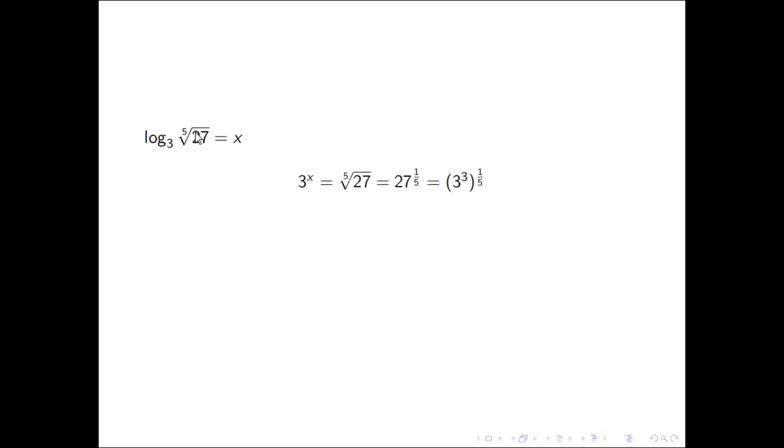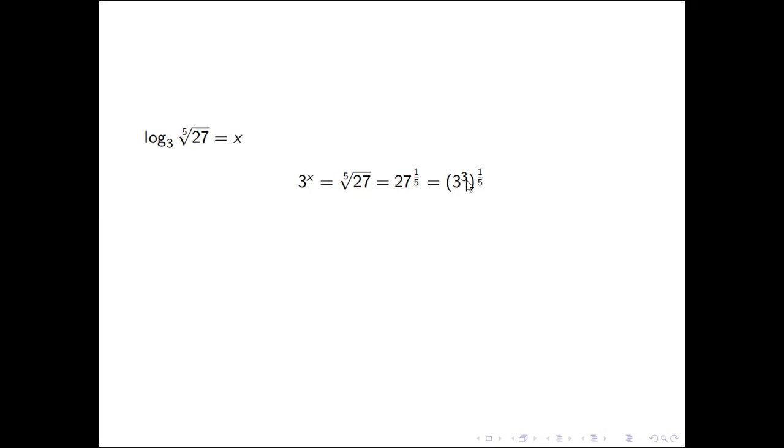Let's write that. Okay? So we have 3 to the x equals the fifth root of 27. Now, we first simplify the fifth root of 27 so that it has the same base as this, since we know that 27 is a power of 3. First, we write 27 raised to 1 over 5, since 1 over 5 is the same as the fifth root, index 5. And then 27 is 3 cubed.